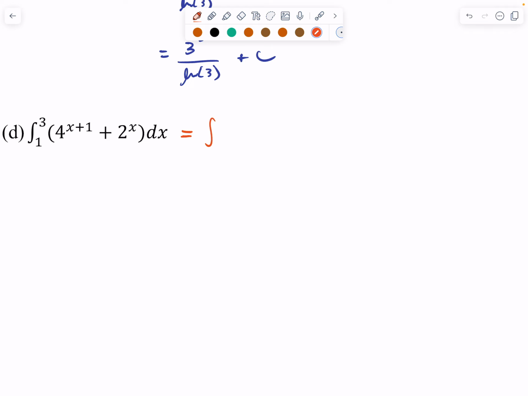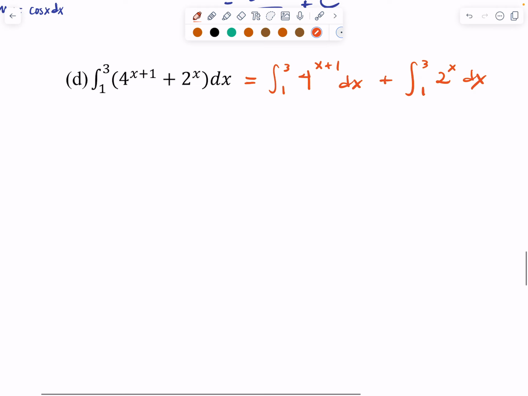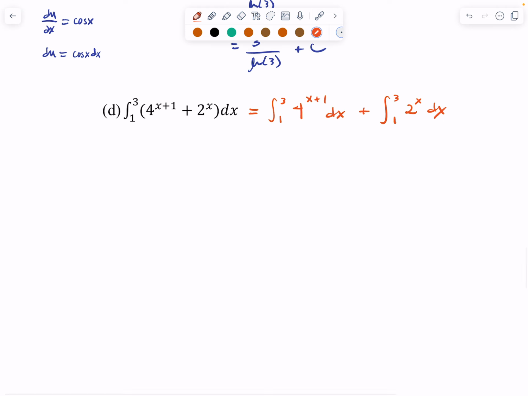I'm going to use that sum and difference property of definite integrals and rewrite this as the integral from 1 to 3 of 4 to the x plus 1 dx plus the integral from 1 to 3 of 2 to the x power dx. Okay. And the first definite integral would require a u sub. The second one wouldn't. So I'm going to let u equal to x plus 1.